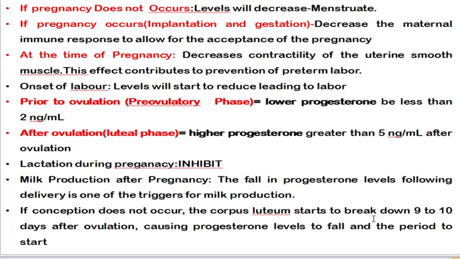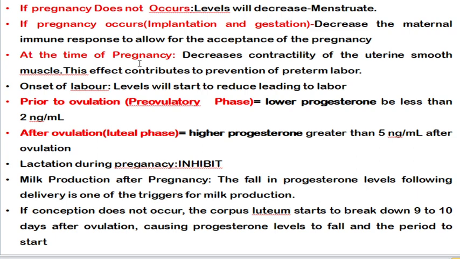So these are the levels. This is an important slide, please pay attention. If pregnancy does not occur, the level of progesterone will decrease, which will make the female menstruate. If pregnancy occurs, that is, if implantation and gestation occur, then progesterone will decrease the maternal immune response to allow the acceptance of pregnancy.